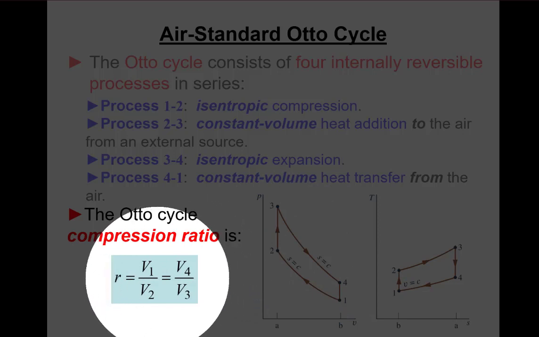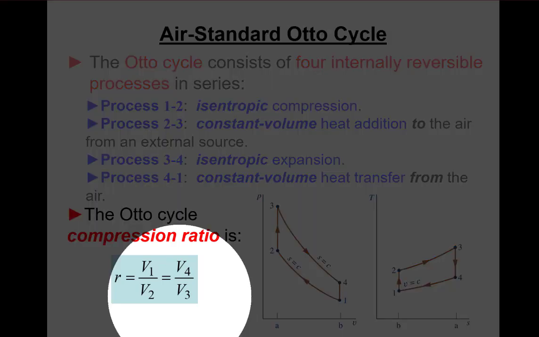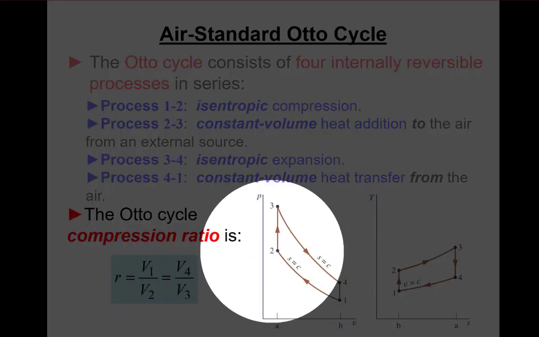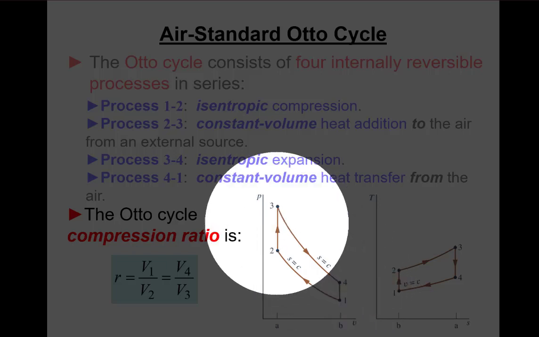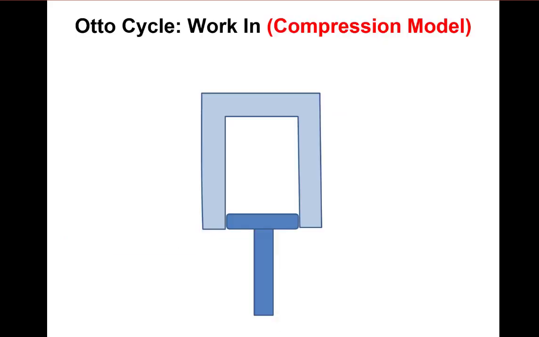So our compression ratio is the ratio, it's always the big volume divided by the small volume. Compression ratios are always bigger than 1, right? So here we have volume 1 over volume 2, but that's the same thing as volume 4 over volume 3, right? Because volume 2 and 3 are the same, and volume 1 and 4 are the same. So that's another thing. It's easy to pick off what volumes to use when you know how to draw these diagrams. So just kind of a sketch of how we're modeling this.